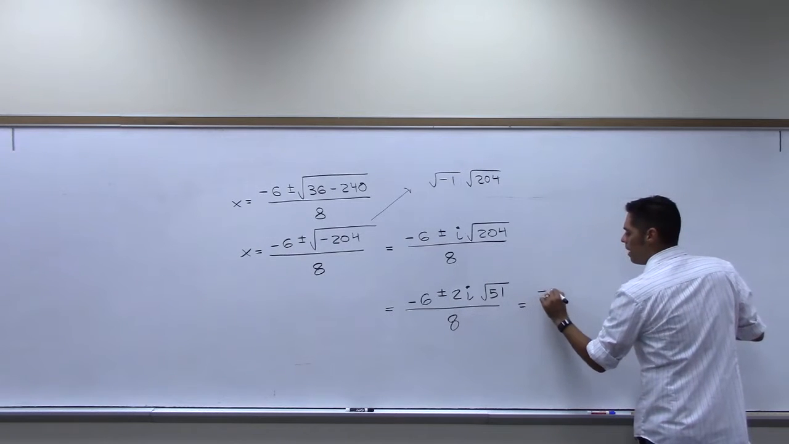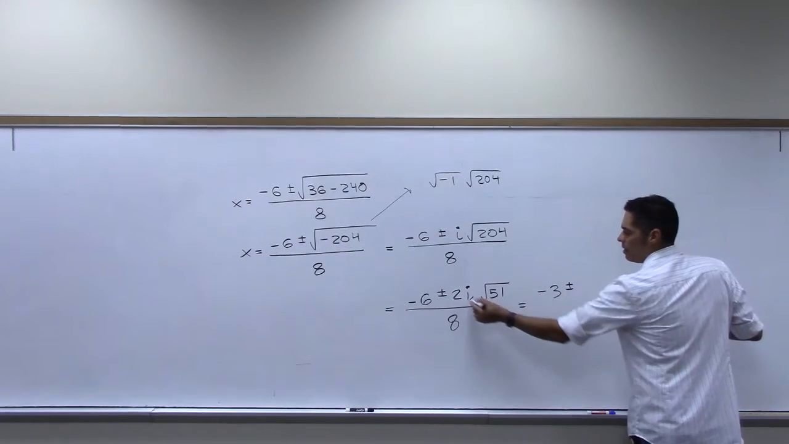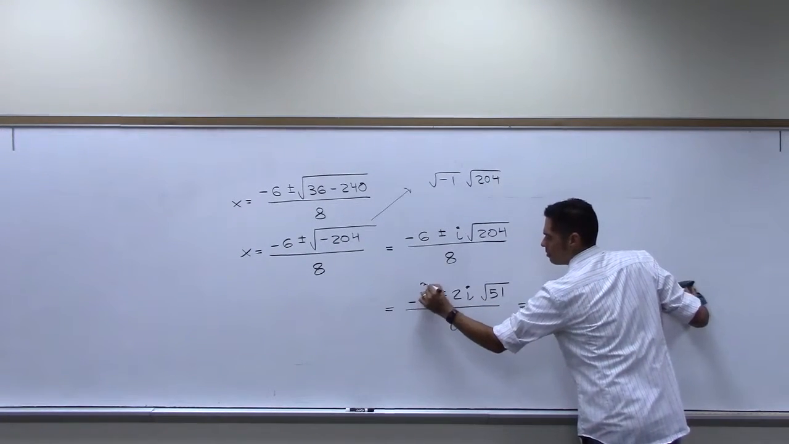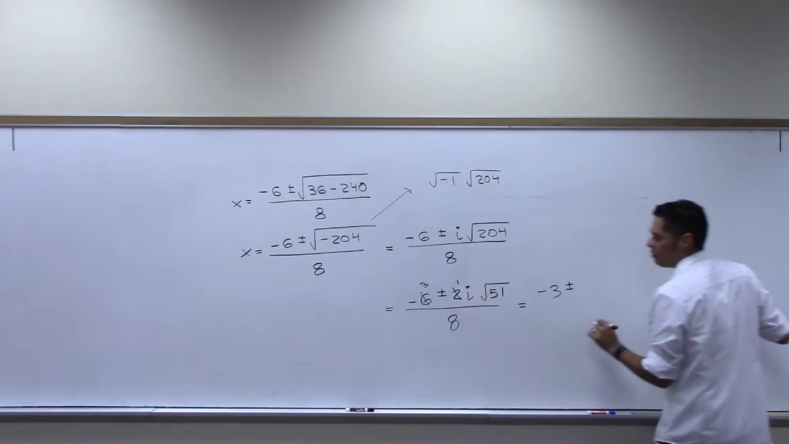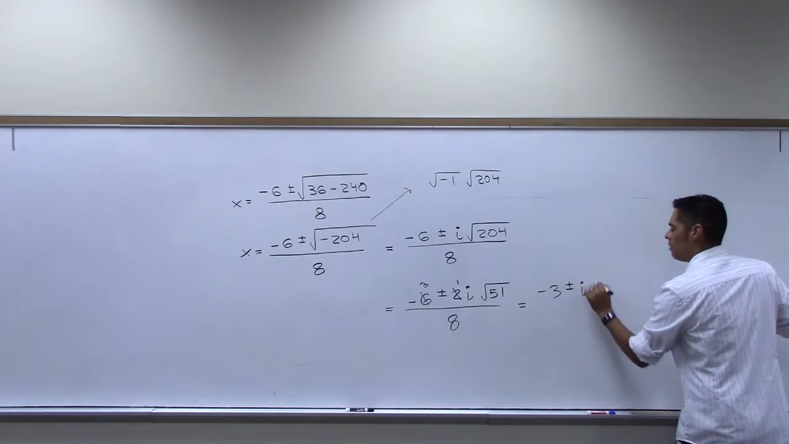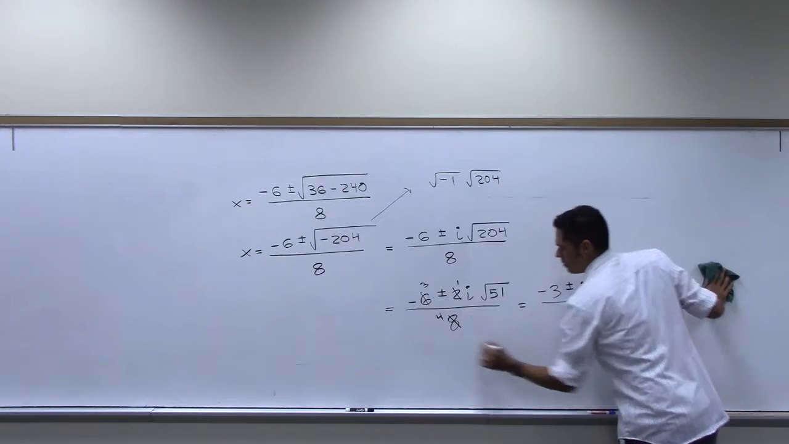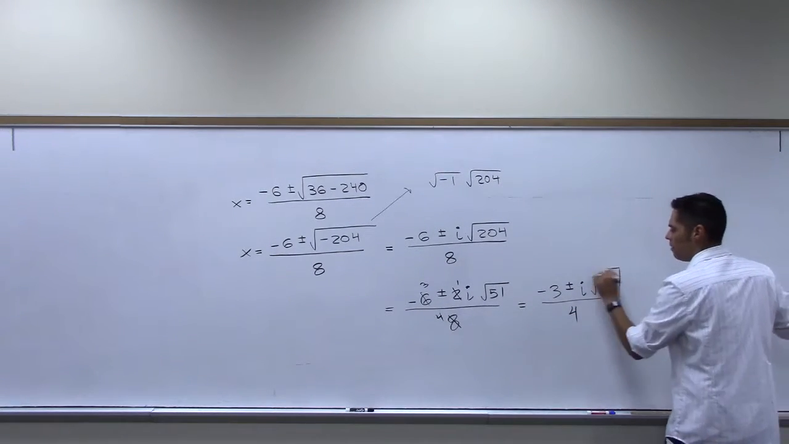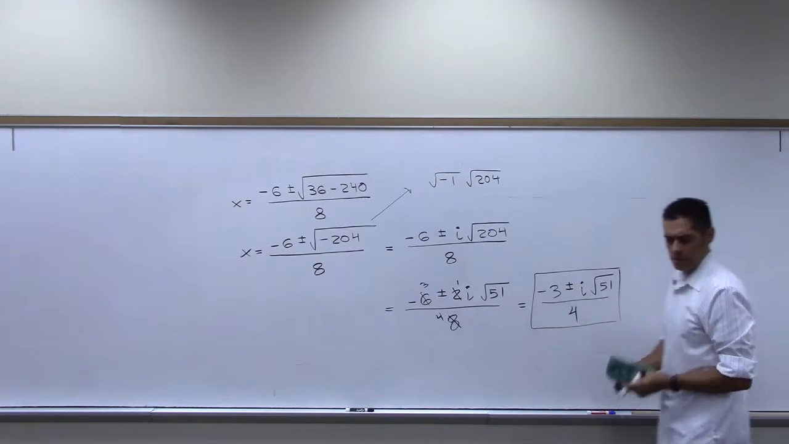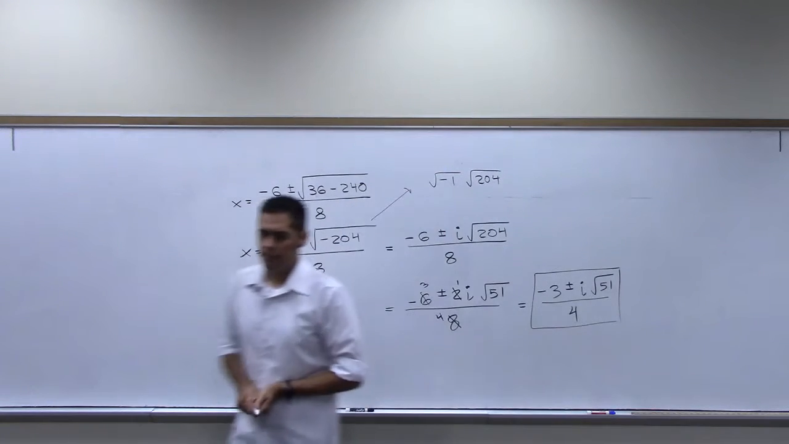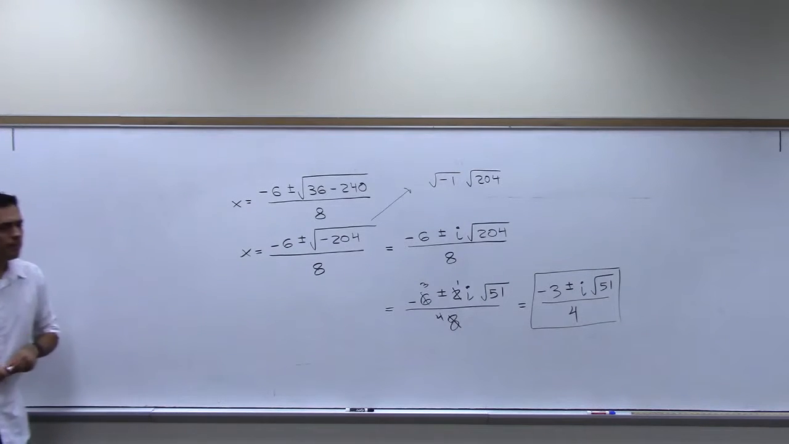Okay. So it'll become negative 3 plus or minus, right? This is 3. This is just a 1, so I don't need to write 1. I'll just write i again. Root 51 over, and then 2 went into this 4 times, so 4. Is that what the answer looks like over there? Yes? Okay. Make sense? Yeah. Okay, good.